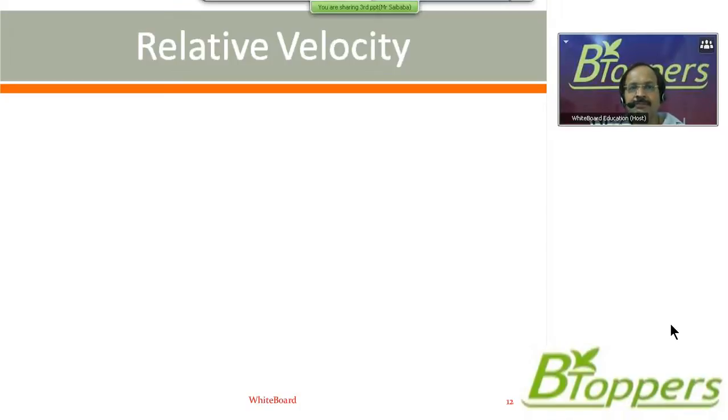A coordinate system which is fixed with respect to an observer on the earth, who is at rest with respect to the earth, is called the laboratory coordinate system.